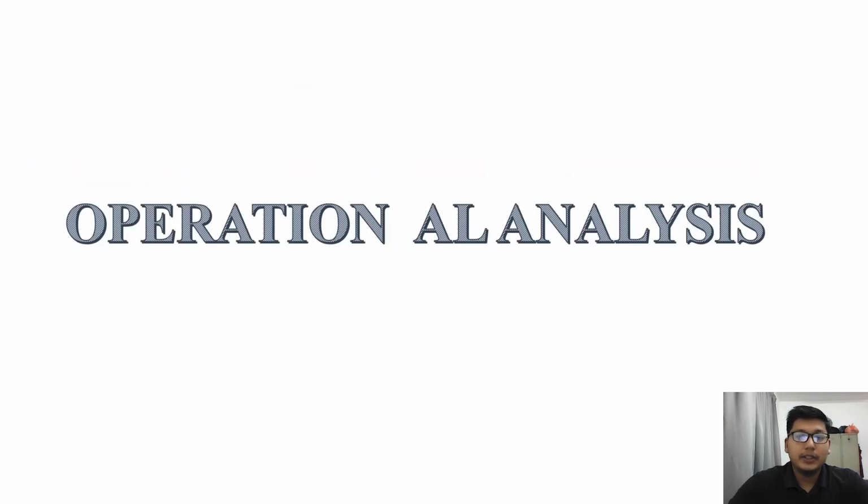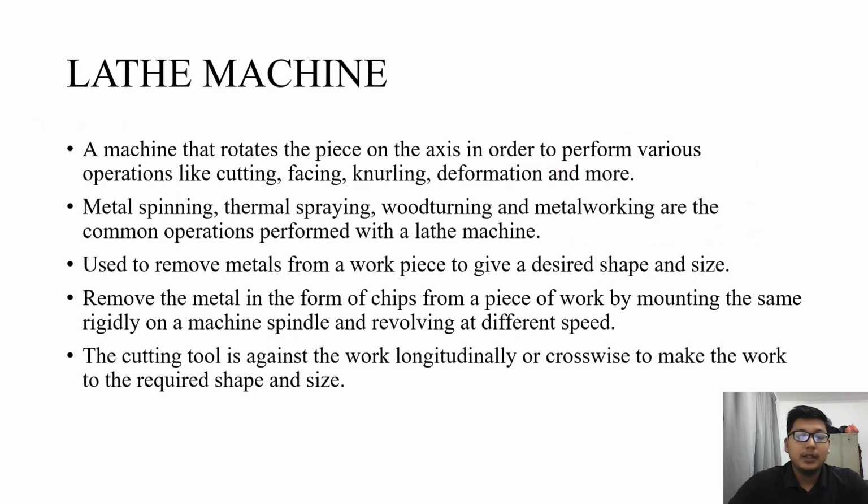Next is the operation analysis for the machines. First of all, the lathe machine. A lathe machine is a machine that rotates the piece on its axis in order to perform various operations like cutting, facing, milling, deformation, and more. Metal spinning, thermal spraying, wood turning, and metal working are the common operations performed with a lathe machine. A lathe machine is used to remove metal from a workpiece to give a desired shape and size.